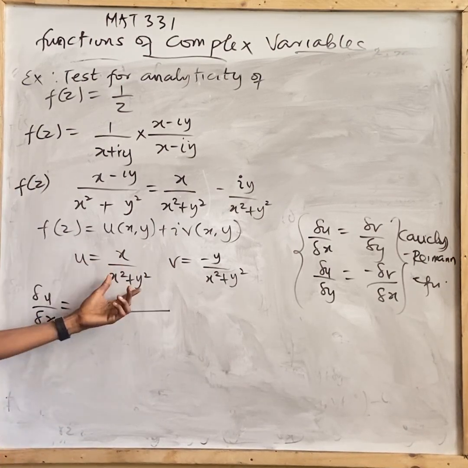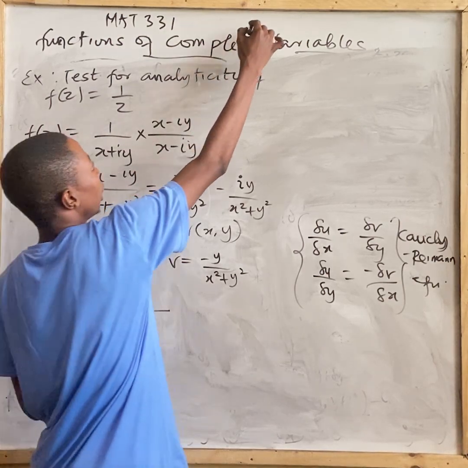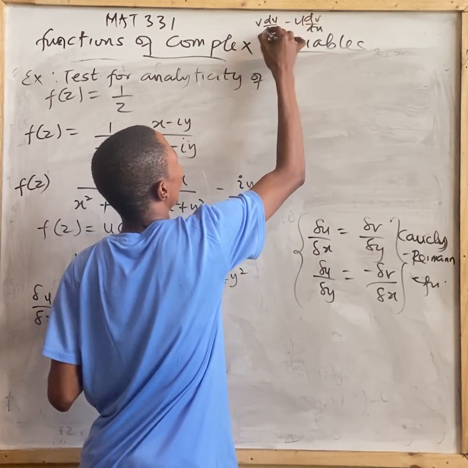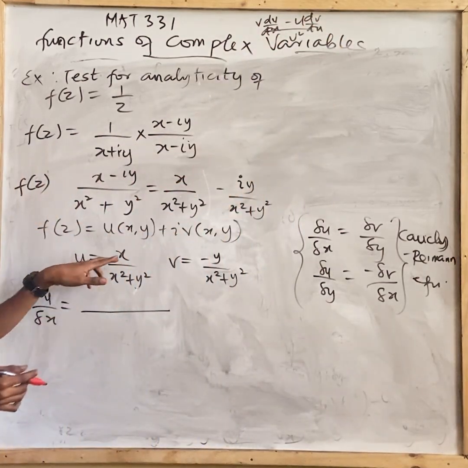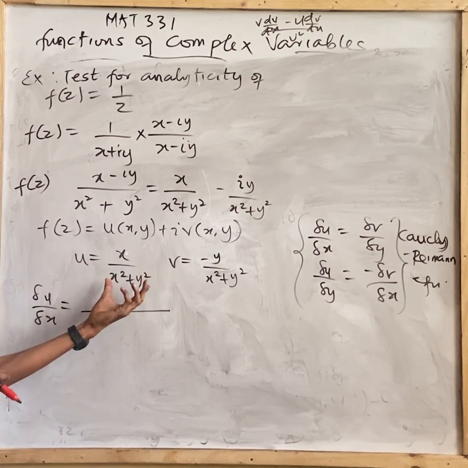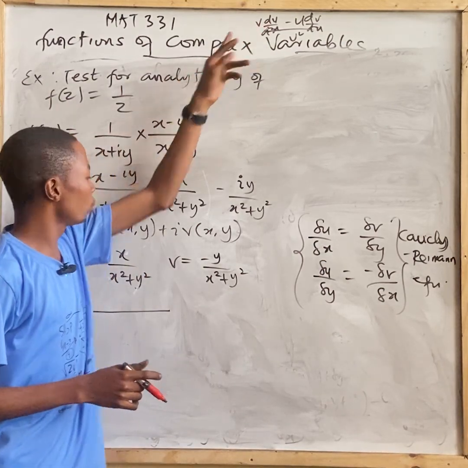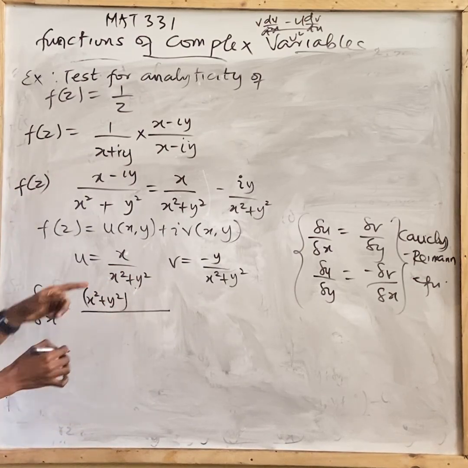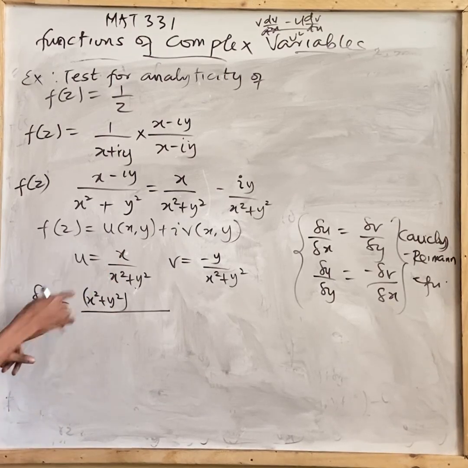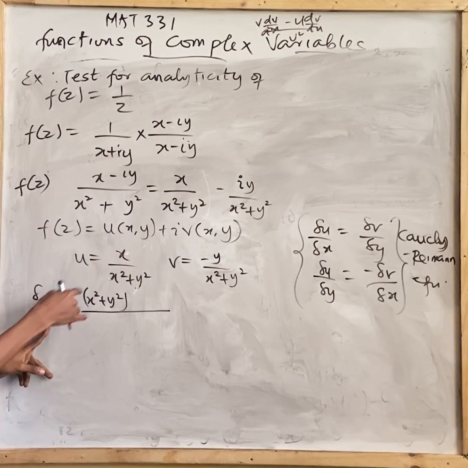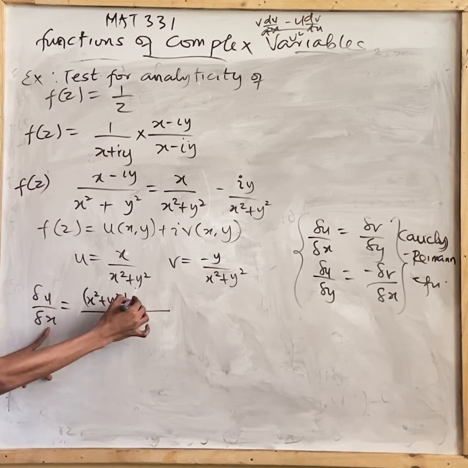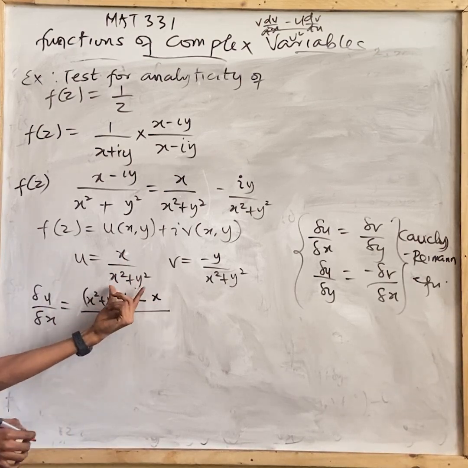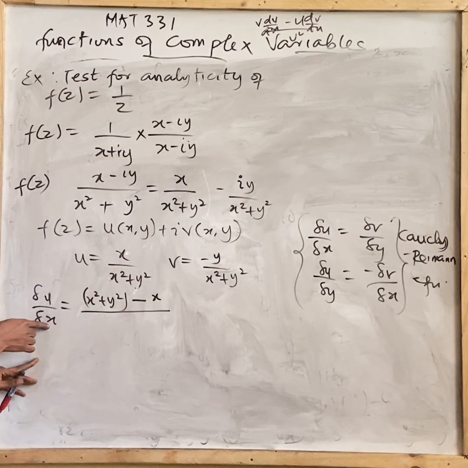If I want to differentiate this thing partially, the quotient rule is v du minus u dv all over v squared, where my numerator is u, my denominator is v. v du, it means that I will write this x squared plus y squared and differentiate it. Don't forget, I'm differentiating with respect to x. So if I differentiate x, it is 1. Minus u dv, I will write this x and differentiate x squared plus y squared partially with respect to x.